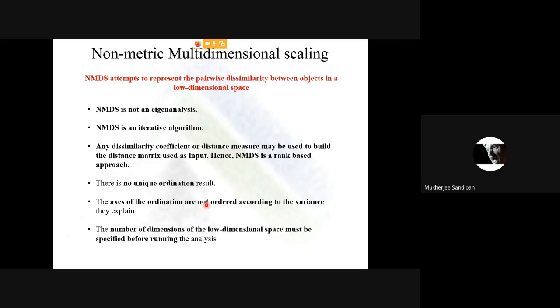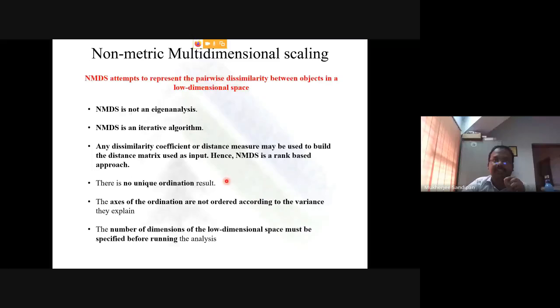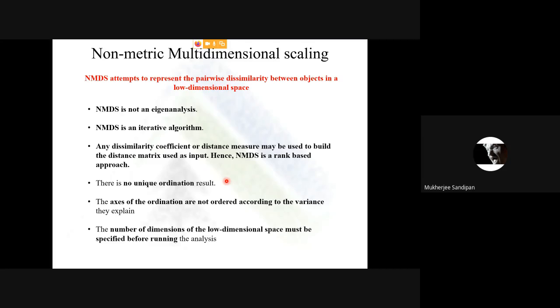NMDS is an iterative algorithm. Any dissimilarity coefficient or distance matrix may be used to build the distance matrix used as the input. So basically, NMDS depends on estimation of distance. So what is distance? In most cases, it is Euclidean distance, that means distance from one point to another point. In NMDS, once you calculate distance, after that you follow the rank approach.